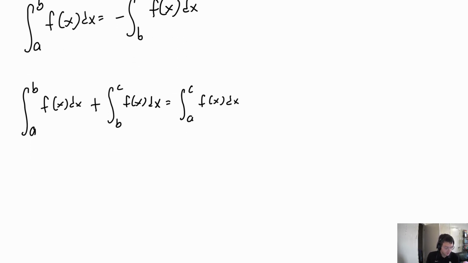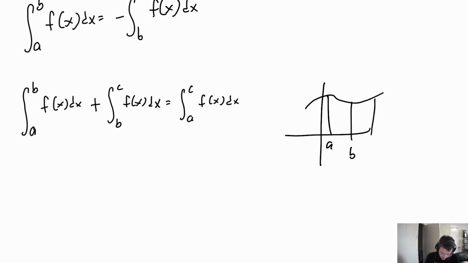And then lastly, the integral from a to b of f of x plus the integral from b to c is the same as the integral from a to c. And this makes total sense, right? If we have some function, we have our points a, b, and c. Well, the area under the curve here is the integral from a to b. The area under the curve here is the integral from b to c. If we add those together, we get the entirety of the area under the curve from a to c.